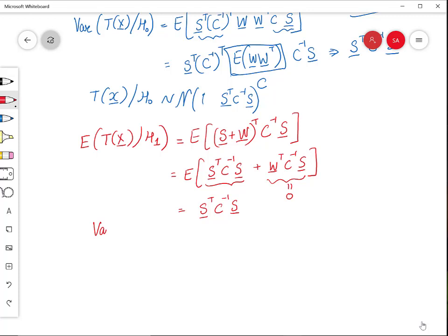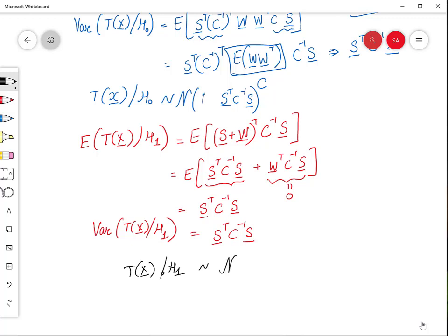Now you can also do the same exercise with the variance of T of X given H1, and you can see that it turns out to be the same as before, which is S transpose C inverse of S. So overall, my T of X given H1 is distributed again as a normal with mean S transpose C inverse of S, and variance also the same as S transpose C inverse of S.